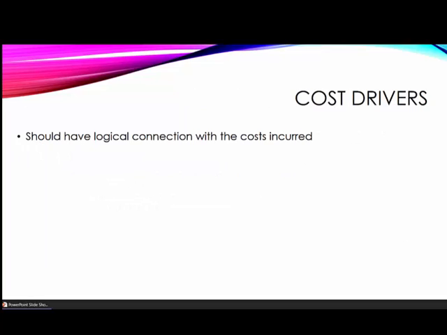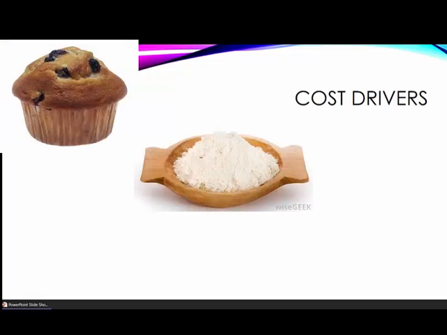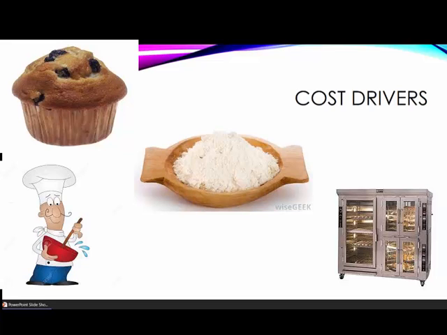Cost drivers are the thing that drive the costs, okay? So what we're trying to figure out is what is going to make our costs go up. Now, it should have a logical connection with the costs incurred. A lot of times, units of production are the thing that drive the costs. In other words, if I make another dozen muffins, I need 2 more cups of flour. If I make another dozen muffins, I need 20 more minutes of oven time. I need 5 more minutes of mixing time. Making more muffins drives those traceable or direct costs pretty clearly.